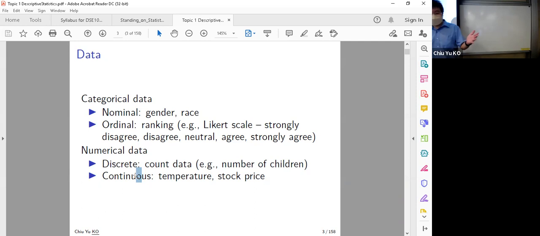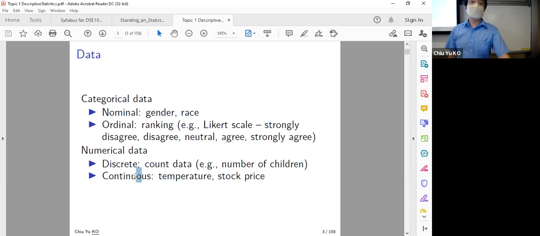And continuous means that for any two measurements, you can take the average of them and it is still a valid measurement, right? Temperature, stock price. If you take any two values and take the average, it's still an observation. Of course, there's a limit to how far you can do this. If you learn physics, you learn there's an uncertainty principle that you cannot measure everything accurately. But setting this philosophical idea aside, continuous means anything in the middle is possible. We can think there are a lot of possible values. For finance or accounting data, it's okay to consider them continuous numbers, right?